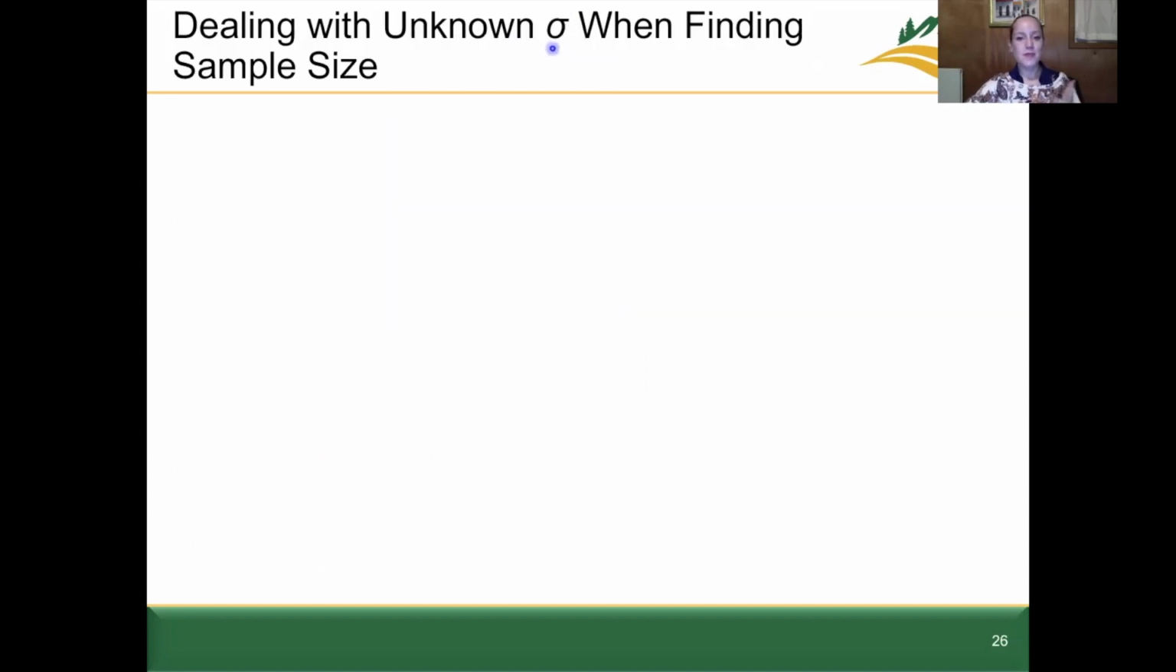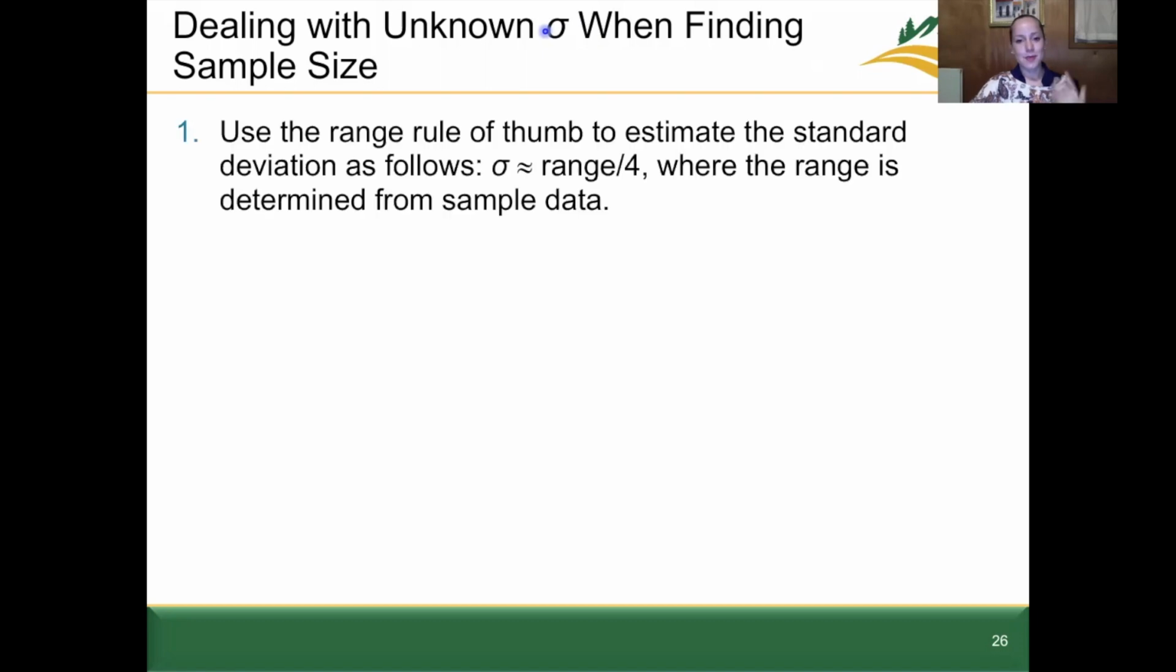Well, sometimes we don't know that value of sigma. We don't know the population standard deviation. So when we don't know sigma, this is what we can do. Number one, we can use this idea of the range rule of thumb. You've seen that before. We can use that to estimate the standard deviation by taking sigma, the population standard deviation, as approximately equal to the range of the data divided by 4.